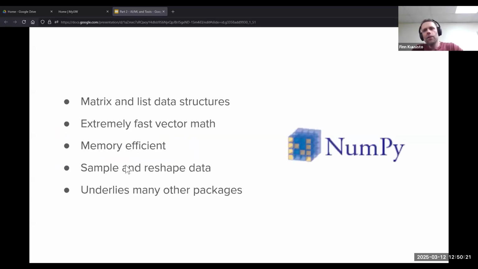NumPy, also really common, has a similar vibe. You can read and write a handful of different data formats, but basically it's focused around matrix and list data structures. It allows you to do really fast vector math, like matrix multiplication type stuff. It's super memory efficient, and you can sample data and reshape data there too. And it's kind of the underlying package of a lot of other programming packages.